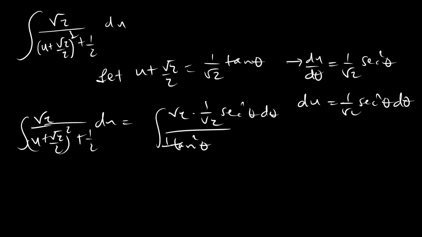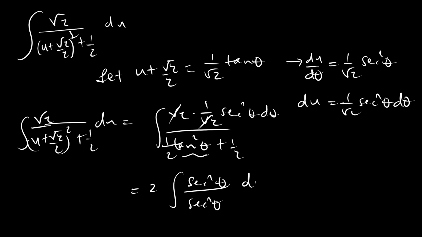so plus a half, which is equal to, now this half goes out and becomes 2, and this would cancel, so we have 2 sec square theta over tan square theta plus 1, which becomes sec square theta, and so we get 2 times the integral of 1, which is 2 theta.